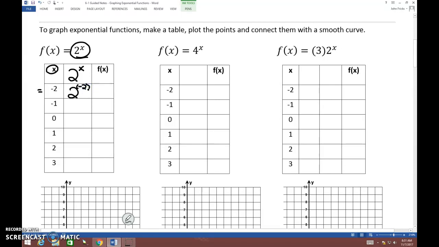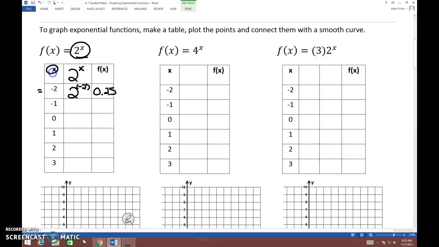To solve that, it's nice if we have a calculator on hand. You can substitute that into your calculator by going 2 and then raising it to the -2 power. When I change it to a decimal, I'm going to find that my decimal value for this is 0.25. So I can actually identify the value. Now, I want to do this for each one of those points.